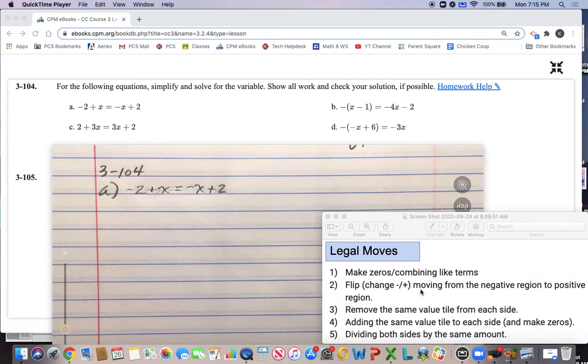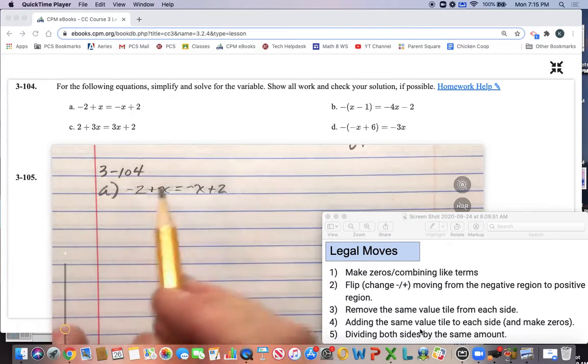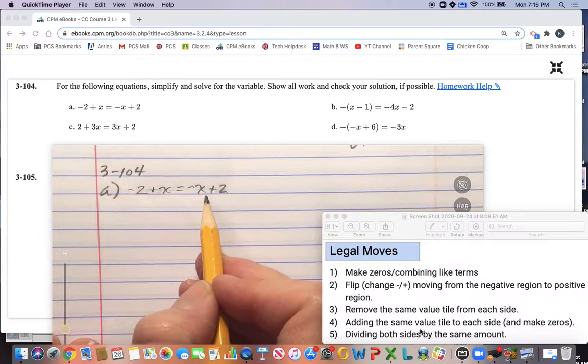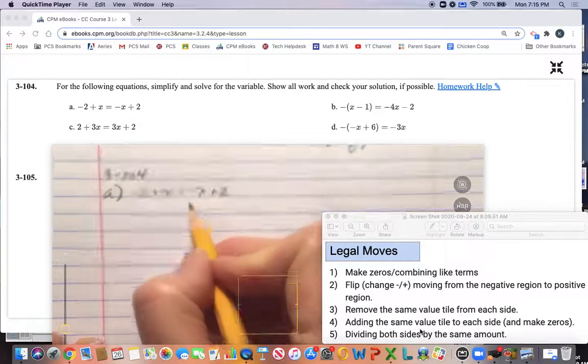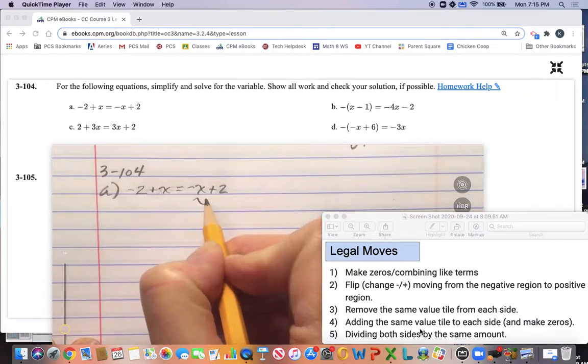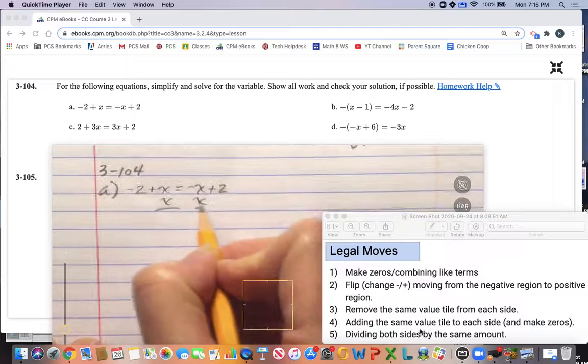We don't have any parentheses with a negative sign in front of it, so we don't need to flip. Let's see, removing the same value from each side. Well, we don't have the same value on each side. So maybe what we need to do is start thinking about getting x by itself. We've got a negative x on one side and a positive x on the other. And I'd rather have a positive x. So I'm going to add positive x to both sides.